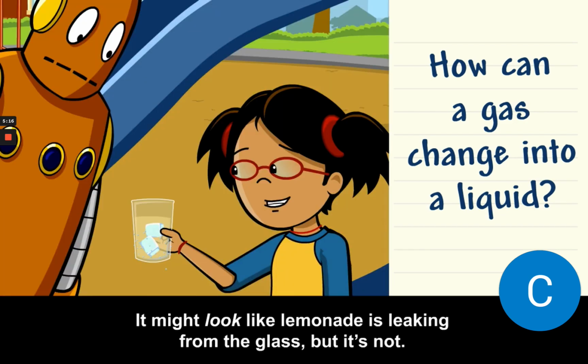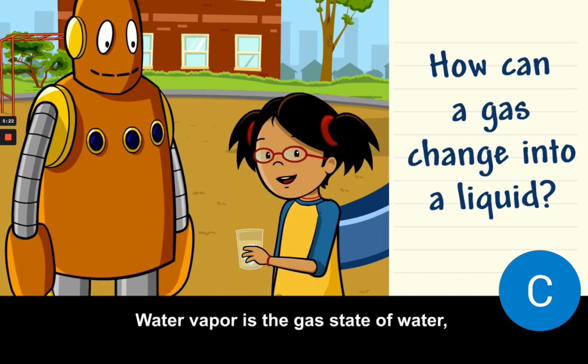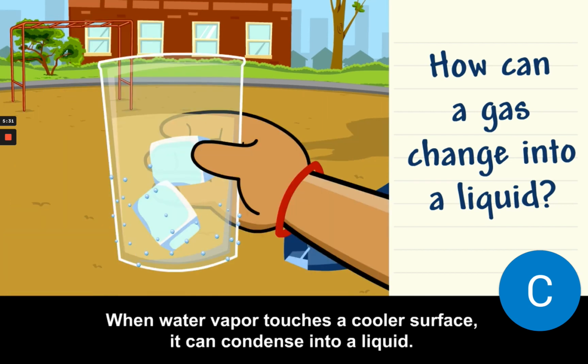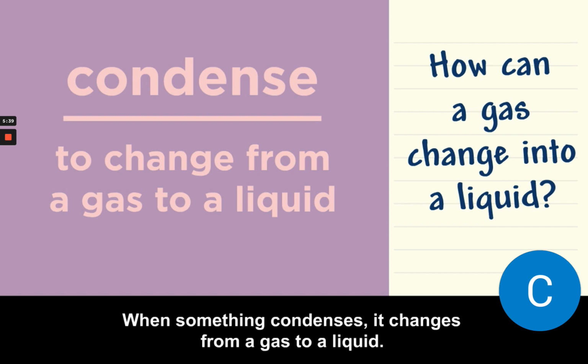It might look like lemonade is leaking from the glass, but it's not. Water vapor is the gas state of water. And even though we usually can't see it, it's in the air. When water vapor touches a cooler surface, it can condense into a liquid. When something condenses, it changes from a gas to a liquid.